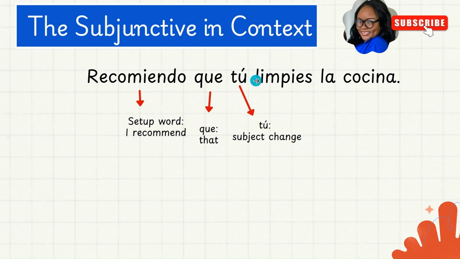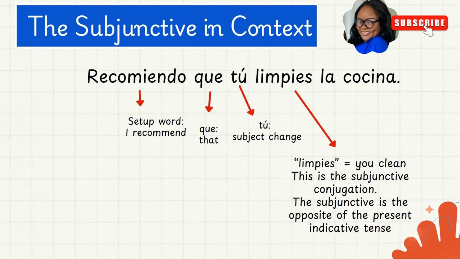So this is the second clause we've been talking about, and now it's time to jump right into the second clause. How does the subjunctive look? How is it formed? Now, before we get into all of that though, this is our subjunctive verb. This is where we would place the verb in its subjunctive formation. So this is the subjunctive conjugation for you clean, limpies.